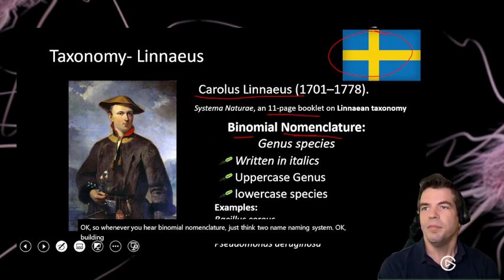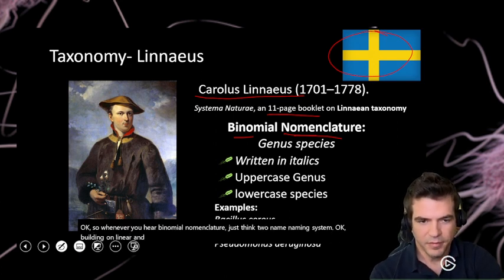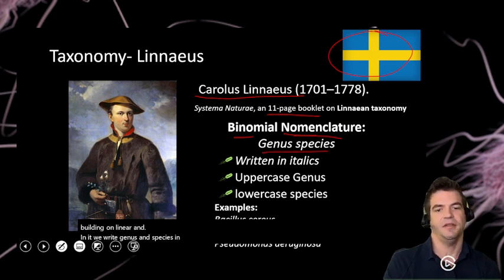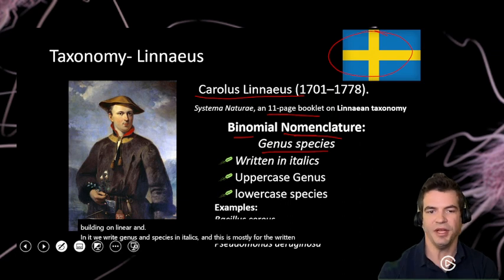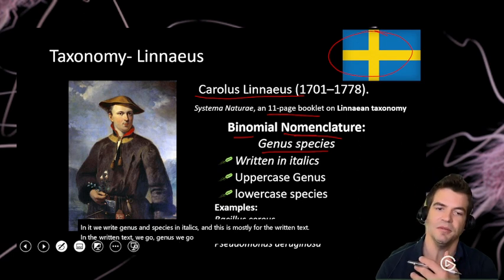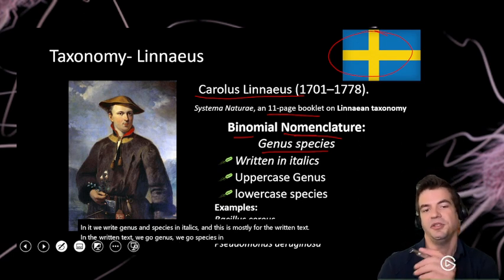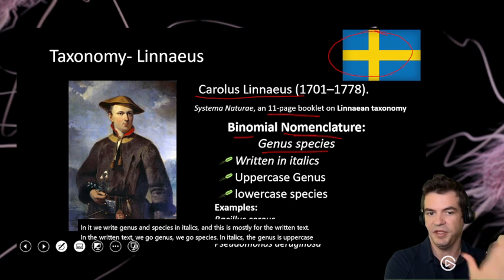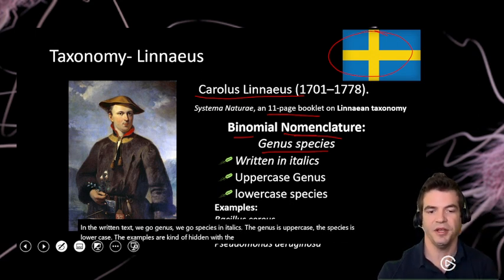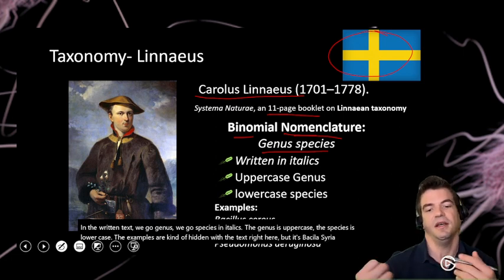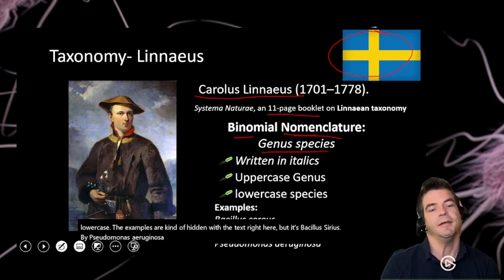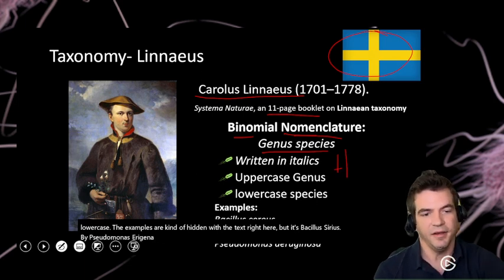Building on Linnaeus's system, we write genus and species in italics. This is mostly for the written text. In the written text, we go genus, then species in italics. The genus is uppercase, the species is lowercase. The examples are kind of hidden within the text right here, but they're Bacillus cereus, Escherichia coli, Pseudomonas aeruginosa, and a good one is Homo sapiens.